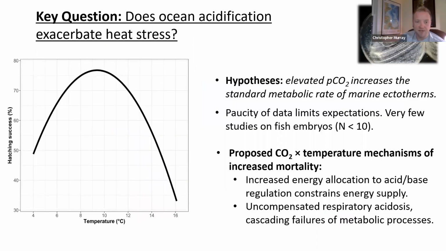So one of the key hypotheses in ocean acidification research is looking for these interactive effects. And one of the key questions is, does ocean acidification exacerbate heat stress? The underlying physiological rationale is that elevated CO2 in the water increases the metabolic demand of acid-base regulation in water-breathing animals. That is, animals have to work harder, they have to expend more energy to maintain acid-base homeostasis in their tissues.